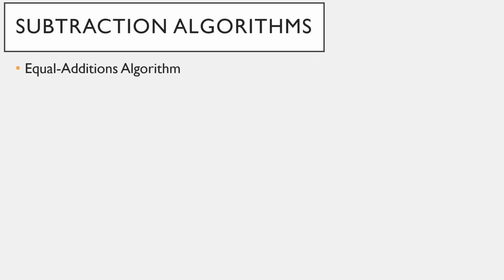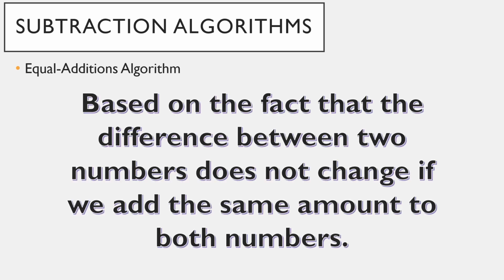The next subtraction algorithm we're going to talk about is called the equal additions method. This is sometimes called the borrow and repay method. It is widely used in Australia and in Latin America. It's based on the fact that the difference between two numbers does not change if we add the same amount to both numbers. All right, so let me just highlight a couple of things here.